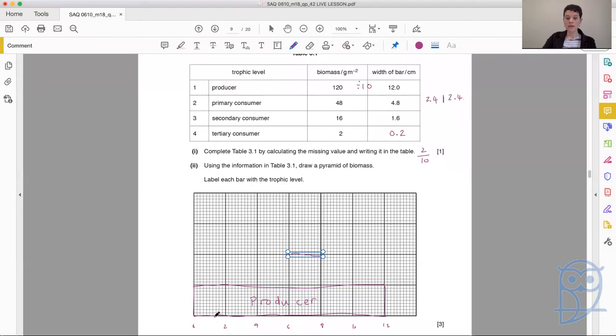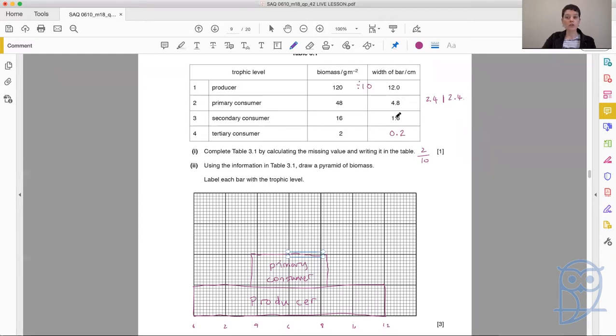So each of these is 10 little blockies. 2 divided by 10, 0.2. So each little tiny block is a 0.2. So to get to 2.4, we need 1 big block and 2 little blockies. Again, yours would be much more beautiful because it would be with a ruler. So another on the other side, 1 big block, 2 little blockies. And this is our primary consumer.